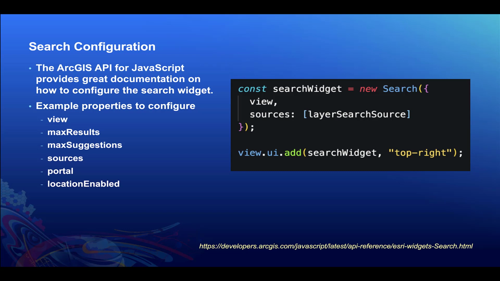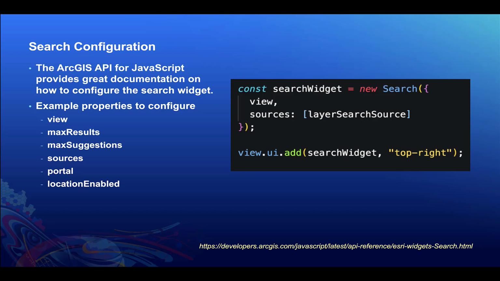When configuring the search widget, the first thing that I would do is take a look at the search widget documentation in the 4x ArcGIS JavaScript API SDK. There are some great code examples and working sample apps that can be very useful when building your web app.